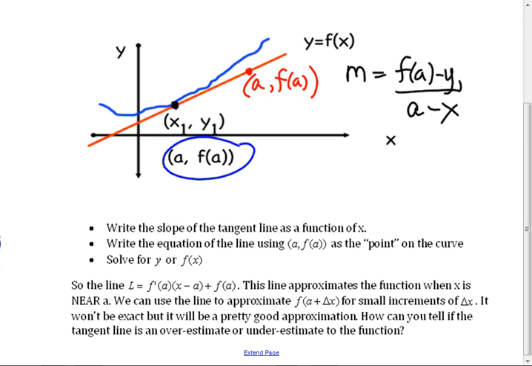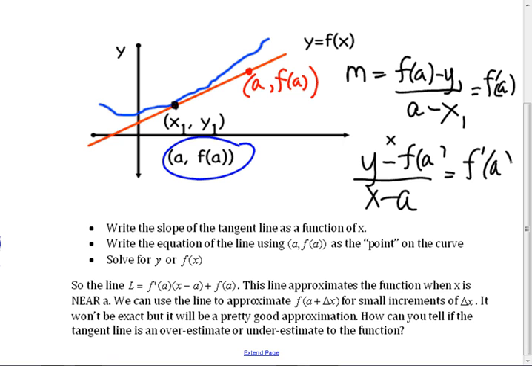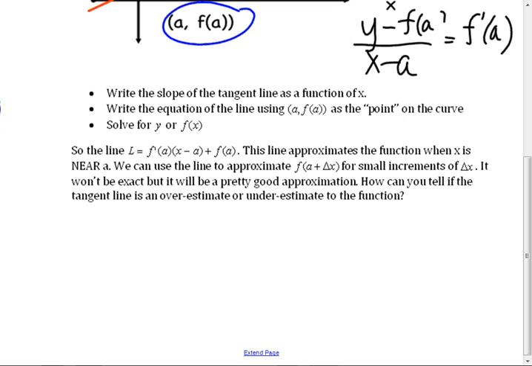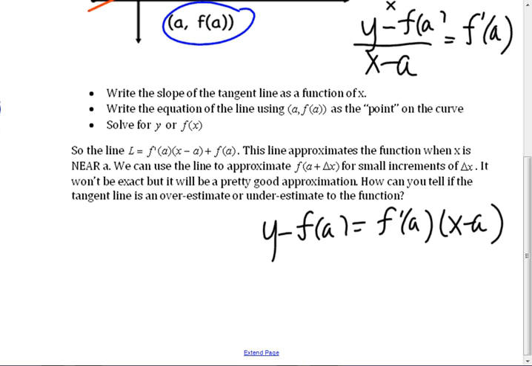What's another way to call that slope there? F prime of a. You agree that I could do this? I could do y minus f of a over x minus a. Is that okay? Which is equal to f prime of a. Oh, well, that's how you get the equation of a line. Cross multiply. What do we get? By cross multiply, I get y minus f of a equals f prime of a times x minus a. Right? That's just the equation of a line. Same old, same old. Can I find the y value?